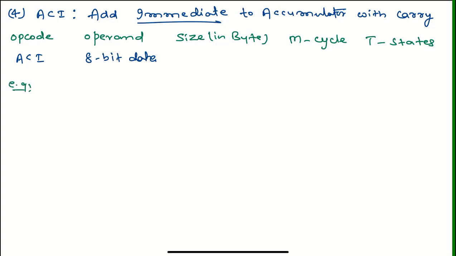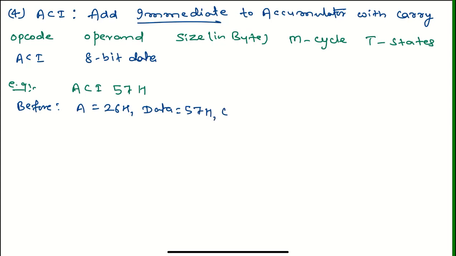So here let's say if I'm writing ACI 57H. So here before execution of this instruction, if we are taking the content of accumulator as 26H and this data is 57H and the status of carry we are taking as 1. So how we will perform the addition here? So this accumulator will have the content as 26H.